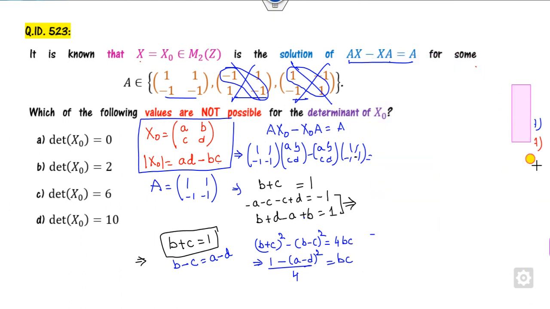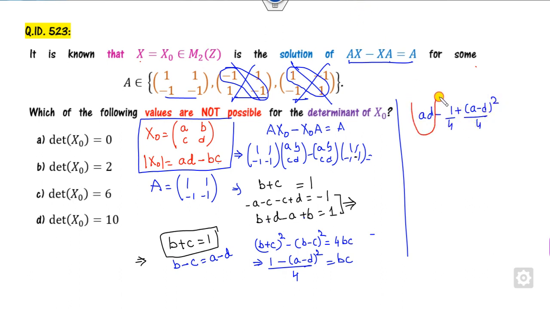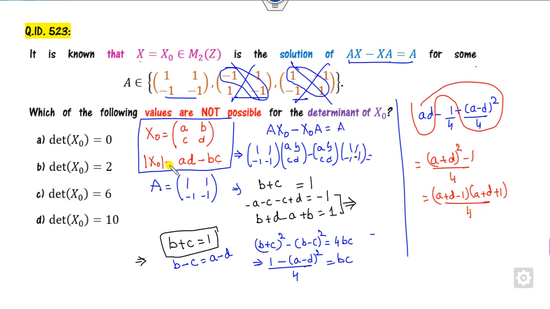Now the rest of the part is very simple. You can substitute this value. So it will be AD minus BC, so 1 minus A minus D squared by 4. The 4 will be here. Now you can simplify this. You will get A plus D squared minus 1 by 4. So this is A plus D minus 1, A plus D plus 1 by 4. So that is the determinant.